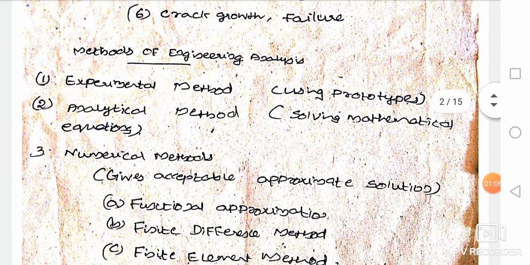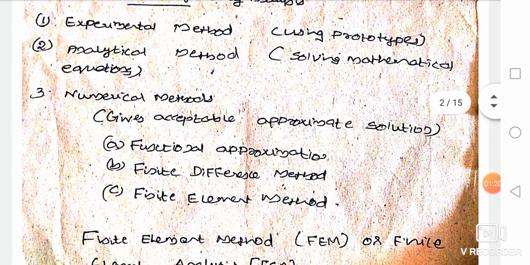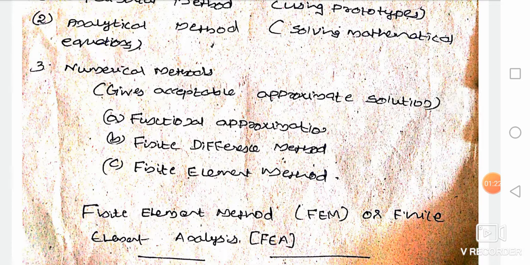The third one is the most important method, the numerical method. It gives acceptable approximate solutions. The three types of numerical methods are functional approximation, finite difference method and finite element method. The finite element method is the most important and most used method in analyzing the problems.